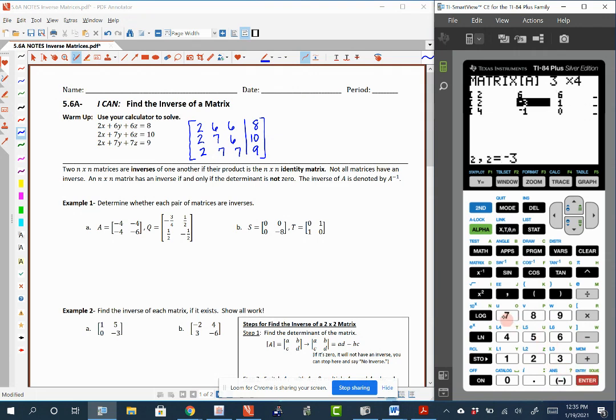Be careful as you're typing these in. You don't want to get a wrong solution because you've mistyped. So be really careful, especially if there's negatives involved.